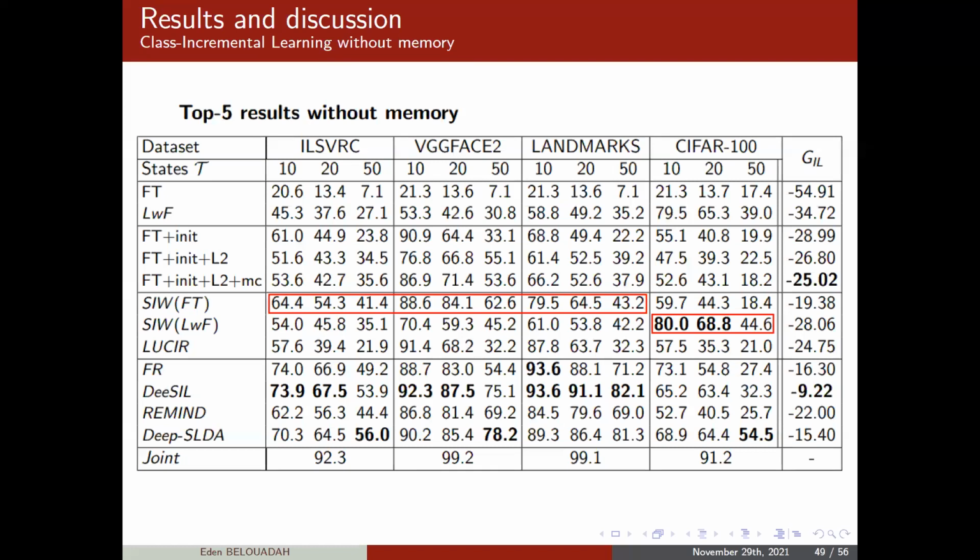When we apply SIW on top of fine-tuning, we obtain the best state-of-the-art results on fine-tuning based methods for large-scale datasets. And when we apply SIW on top of learning without forgetting, we get the best results of fine-tuning based methods on the small-scale dataset CIFAR. Overall, the best results in this configuration are obtained with fixed representations that are more robust against forgetting when no memory of the past is allowed. And DeeSIL is the best method in terms of GEL measure in this configuration.